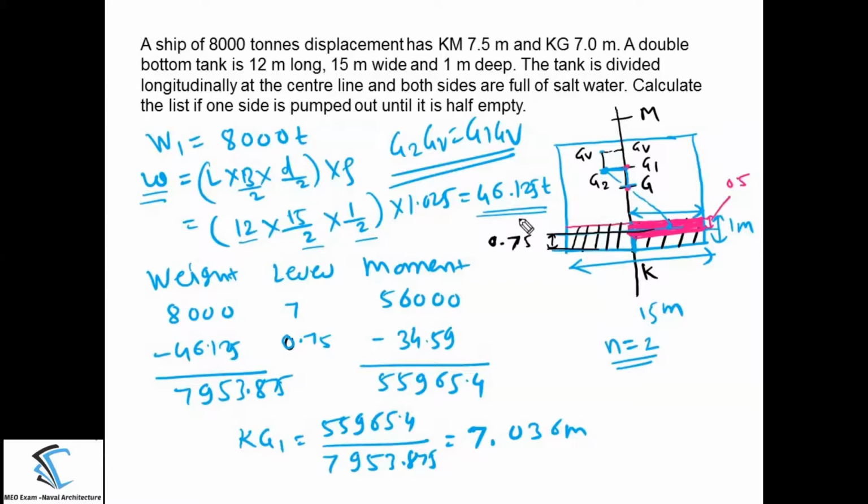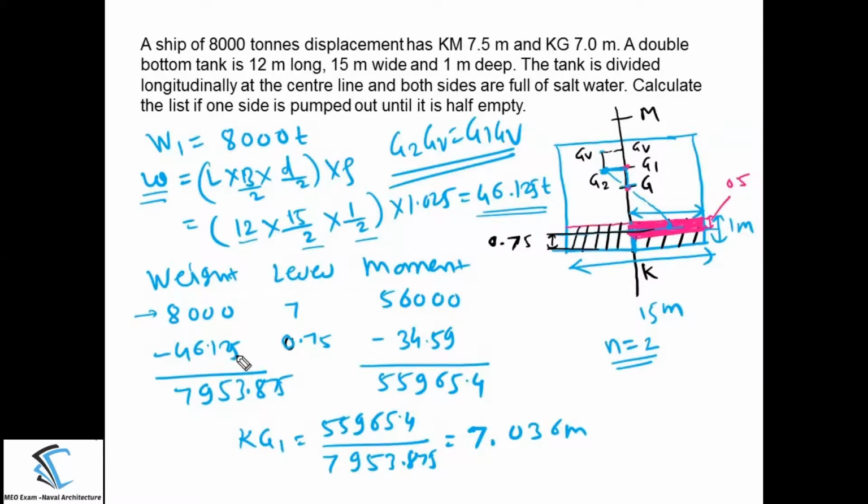Now with the help of this, we are going to calculate the rise of center of gravity G1 from the keel. For that purpose, you have to create again the column like this: weight, lever and the moment. The first component, that is 8,000 tons, the total weight of the ship. The center of gravity location from the keel is 7 meter. Then take the moment, 8,000 multiplied by 7, you will get 56,000.